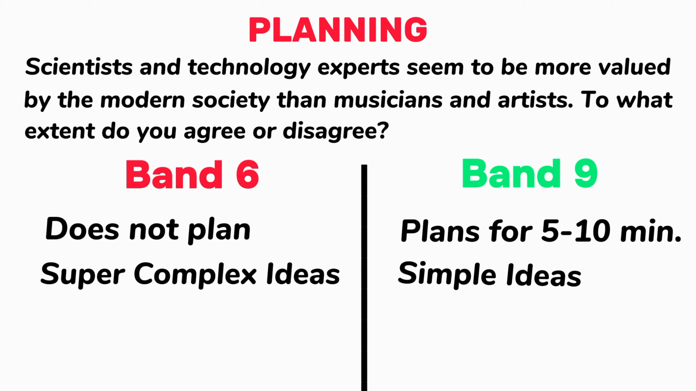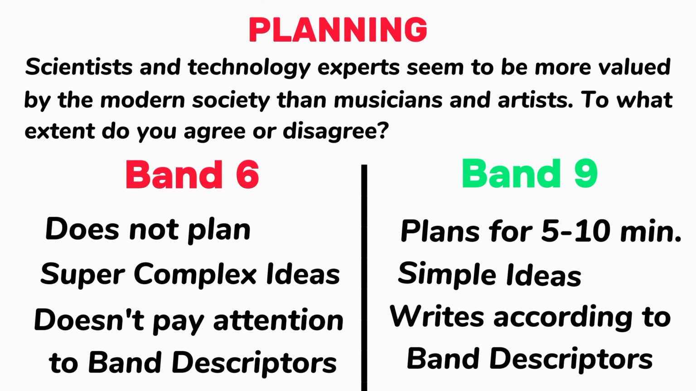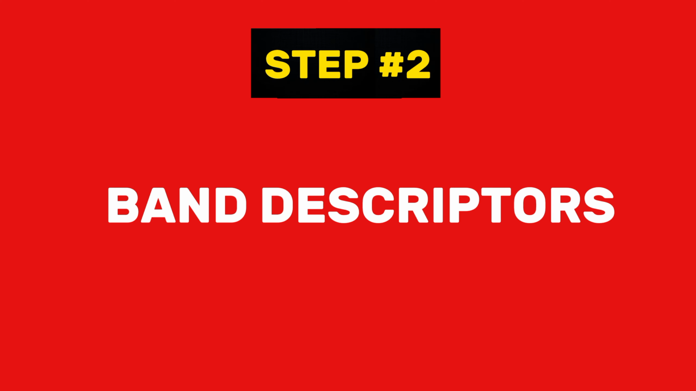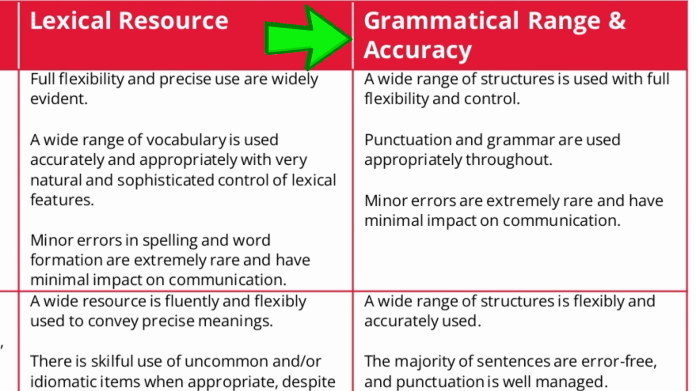A band 6 student doesn't pay attention to the band descriptors. On the other hand, a band 9 student writes his essay according to the band 9 descriptors. Here comes step 2, which is about band descriptors. Remember, your essay is going to be assessed on these 4 criteria: task response, coherence and cohesion, lexical resource, and grammatical range and accuracy.